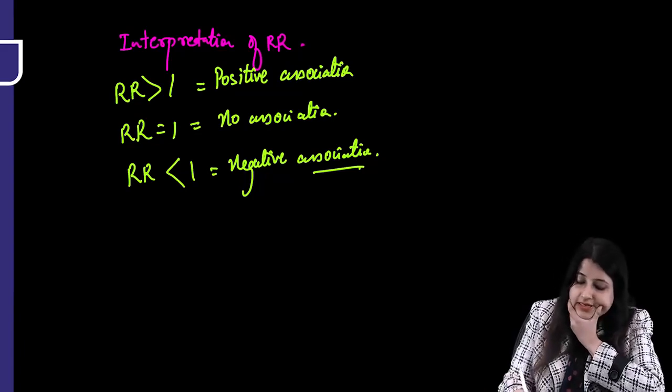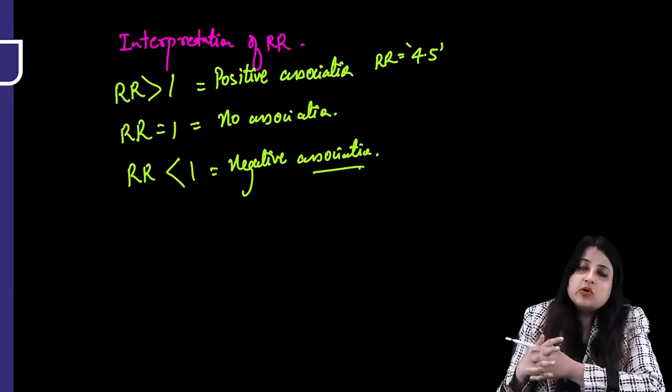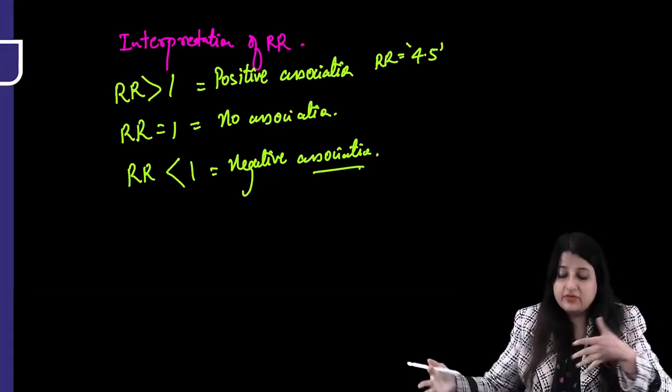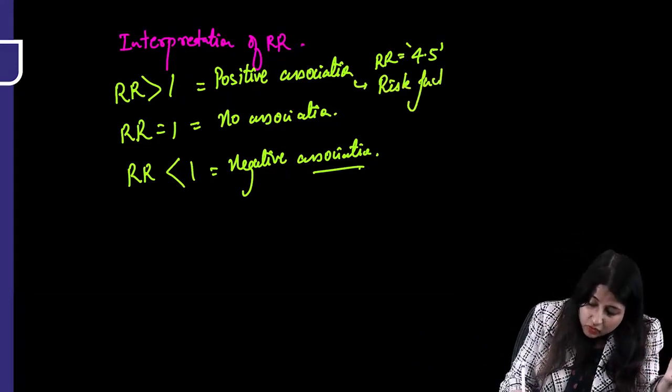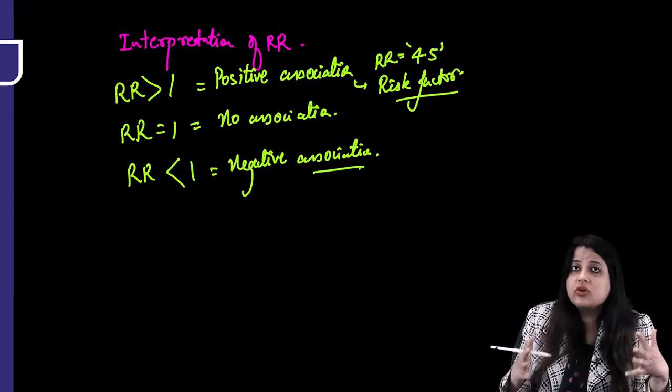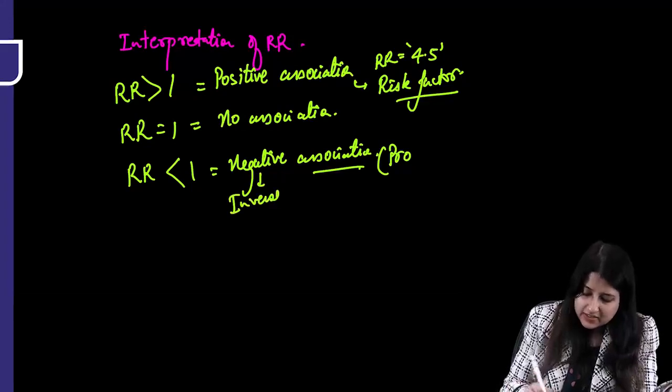Now, what does this mean? Positive association. Suppose I get a relative risk of 4.5 or 4. It simply means that those who are smoking are 4 times at risk of lung cancer. So, positive means it is a risk factor. No association means whether you smoke or not, it has nothing to do with the outcome. Negative means inverse association. Okay, inverse association. Or you can also say it is a protective factor.